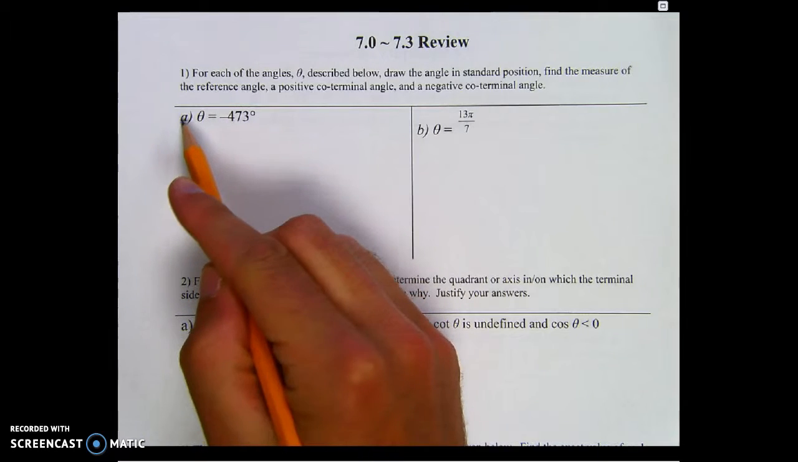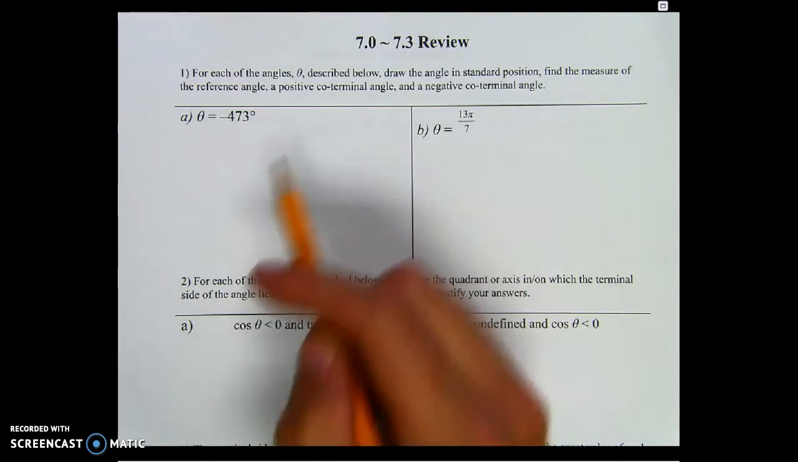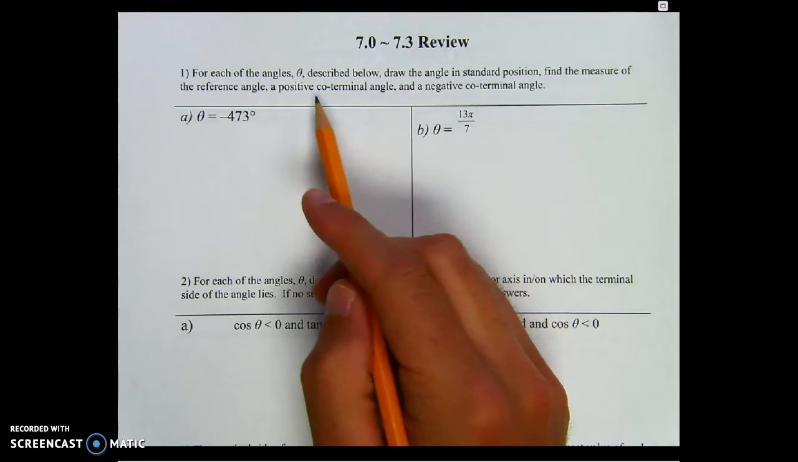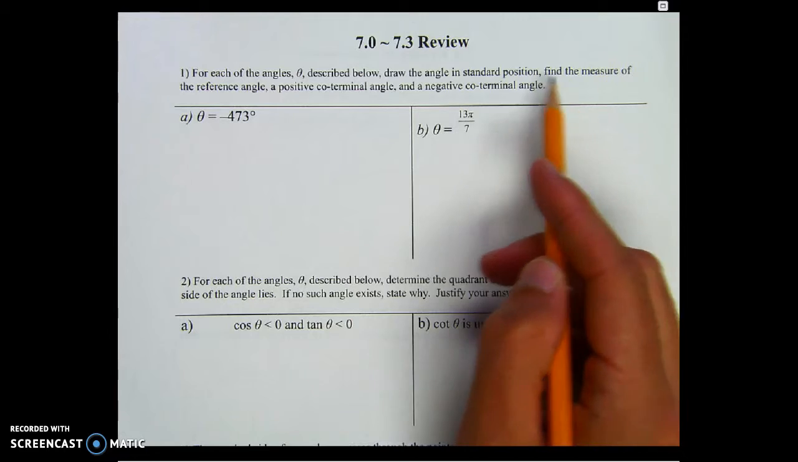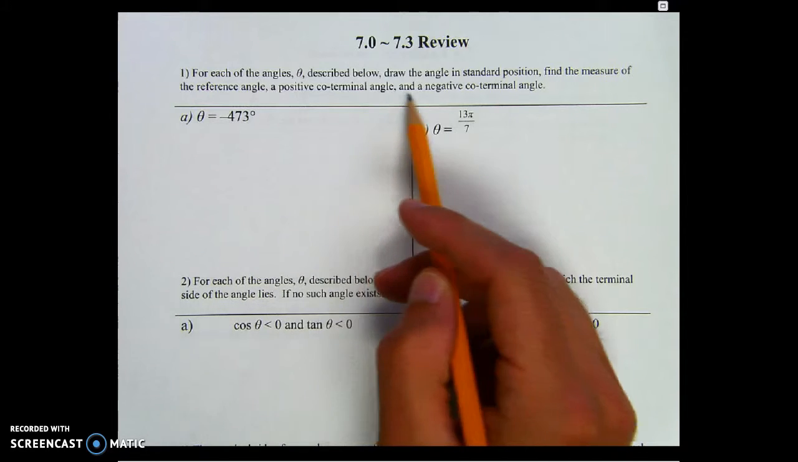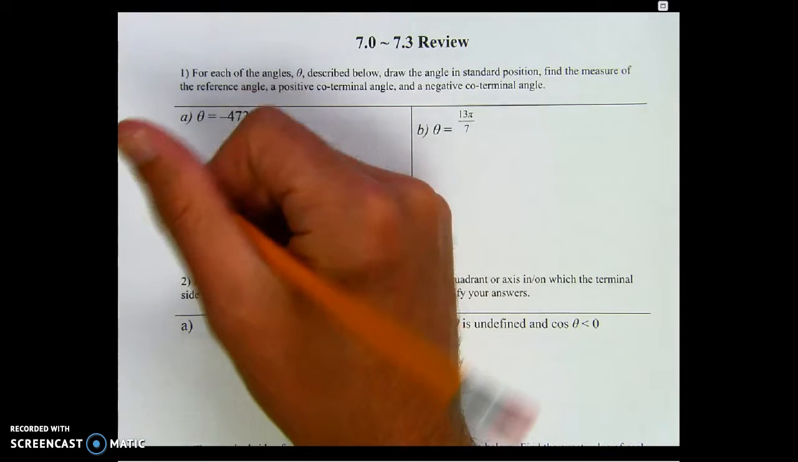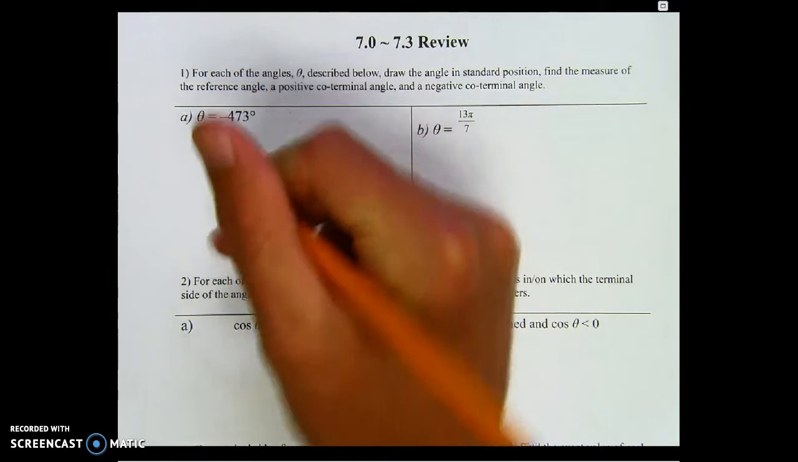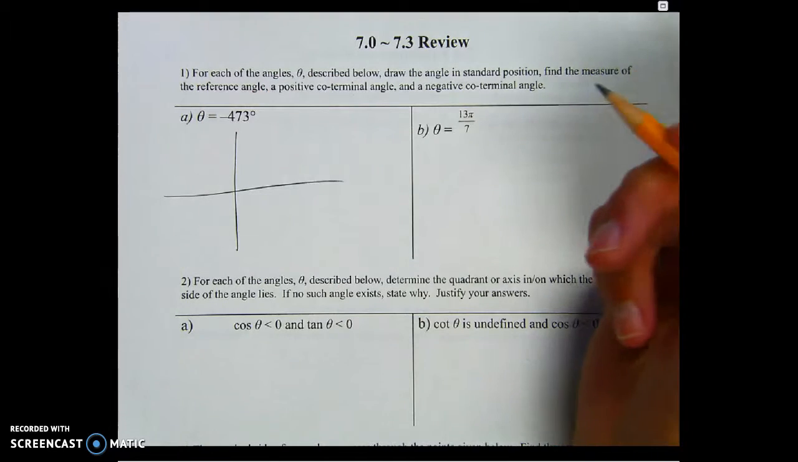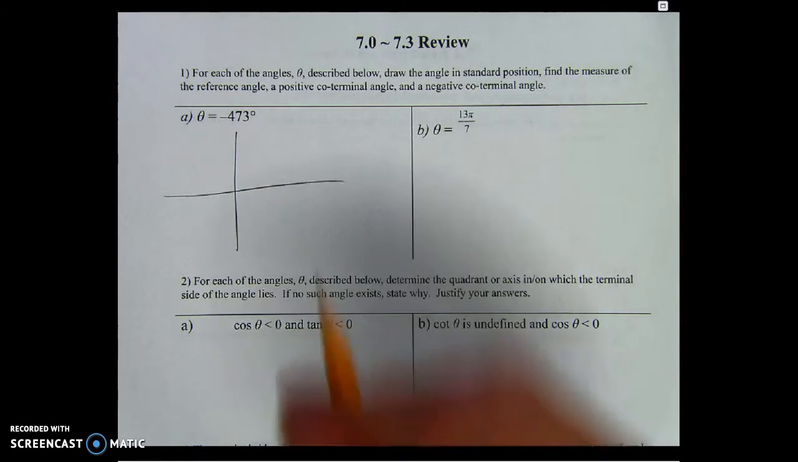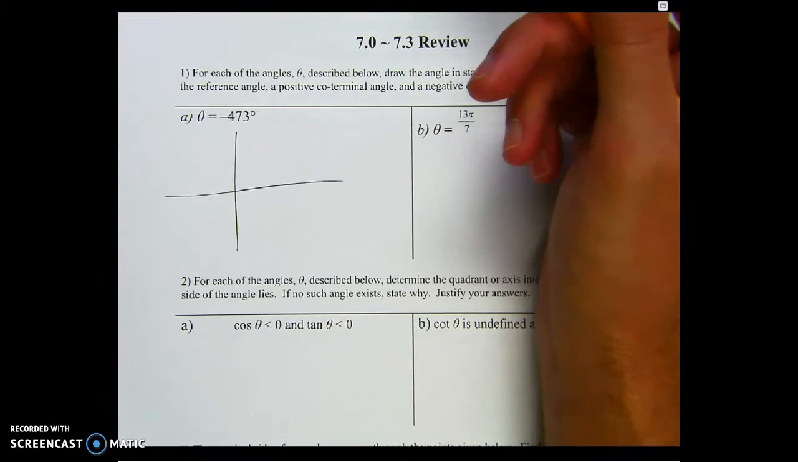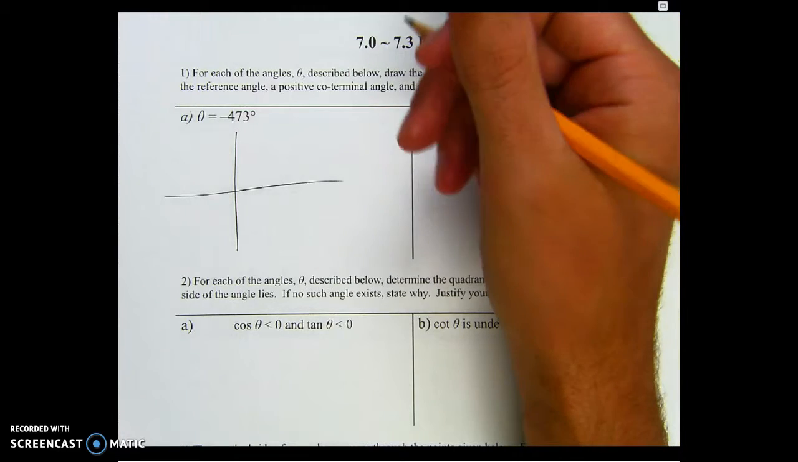First, for these two angles, A and B here, we have to find that angle in standard position and draw it, and also find the measure of the reference angle, a positive coterminal angle, and a negative coterminal angle. All right, so that's going to require that we draw our X and Y coordinate axis. Sorry, this is going to be a little bit messy as I'm trying to go quickly here, but bear with me. So negative 473 degrees.